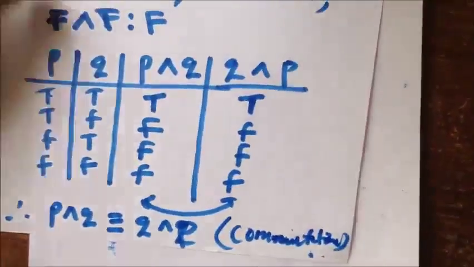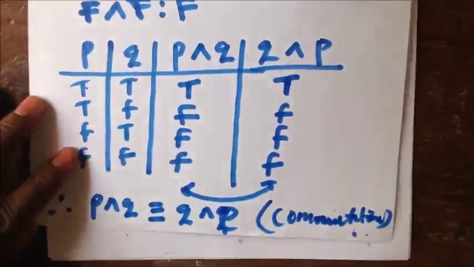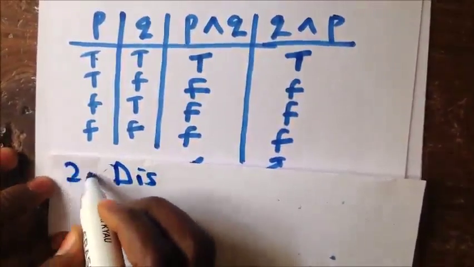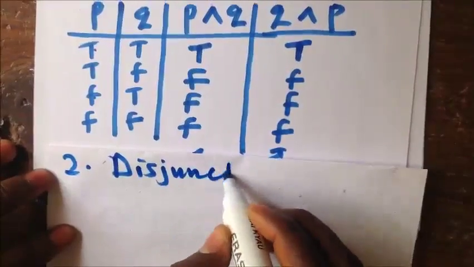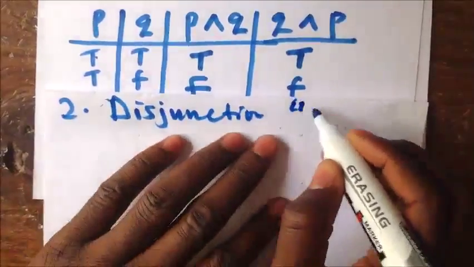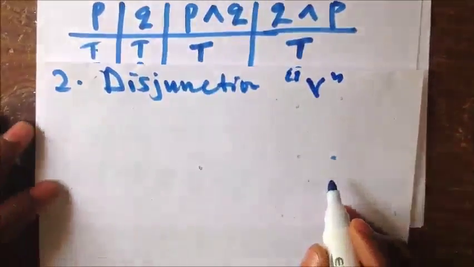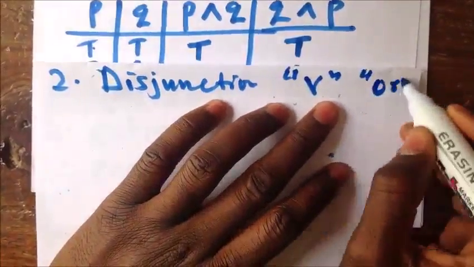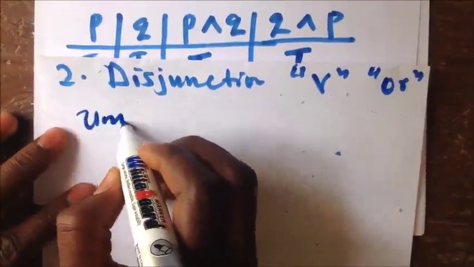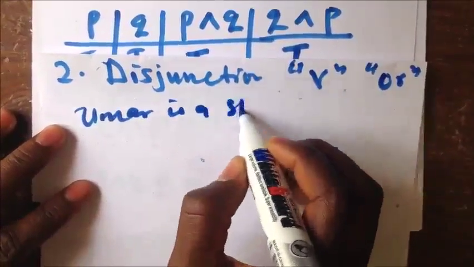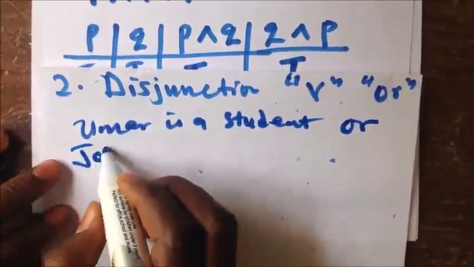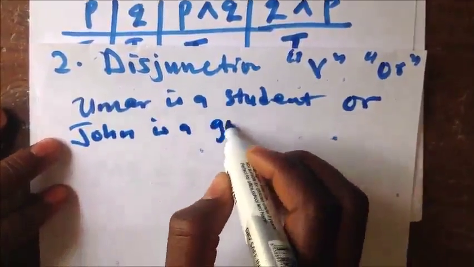So this is about conjunction. Then the next thing we're going to talk about is disjunction, that is number 2. We say that this is the symbol of disjunction, and it is represented in a sentence in the form of "or". Okay, let's say we have Omar is a student, as in the previous one, or John is a governor.